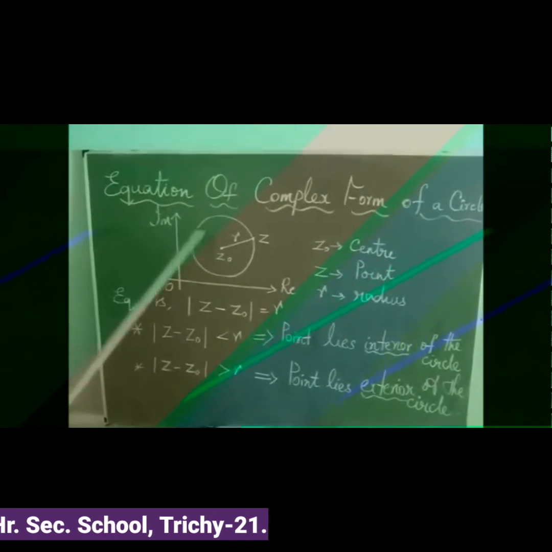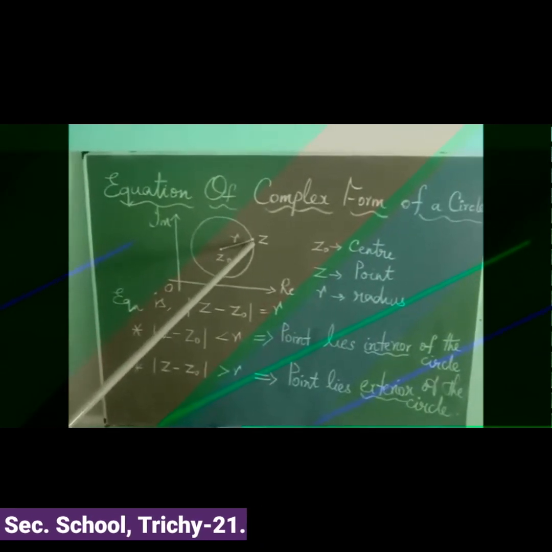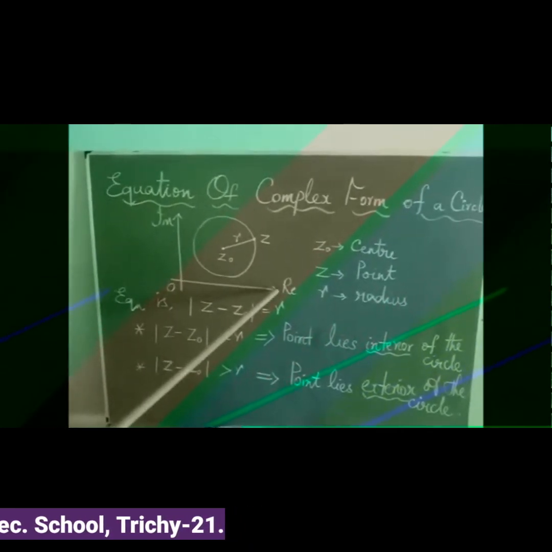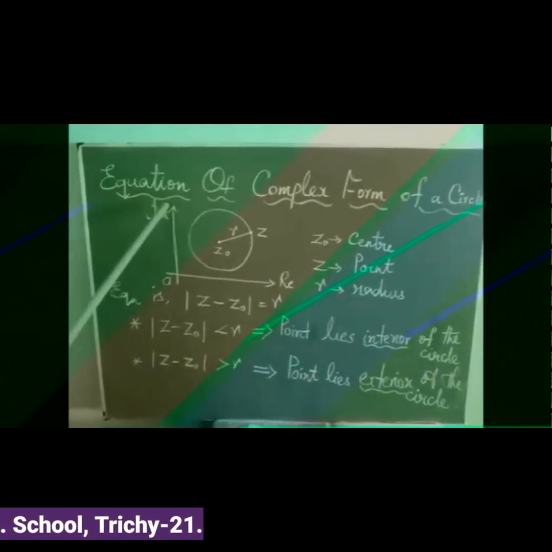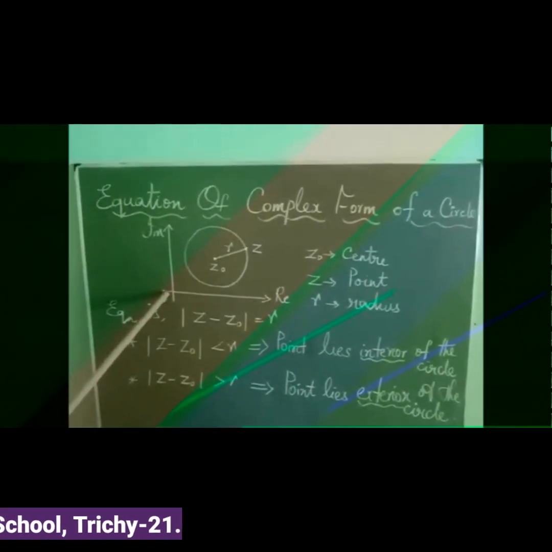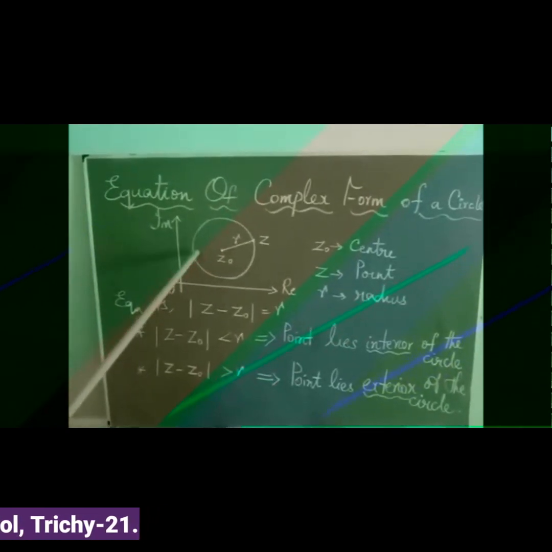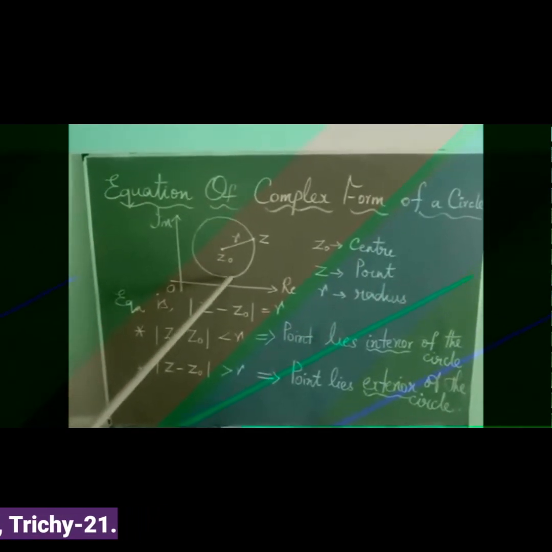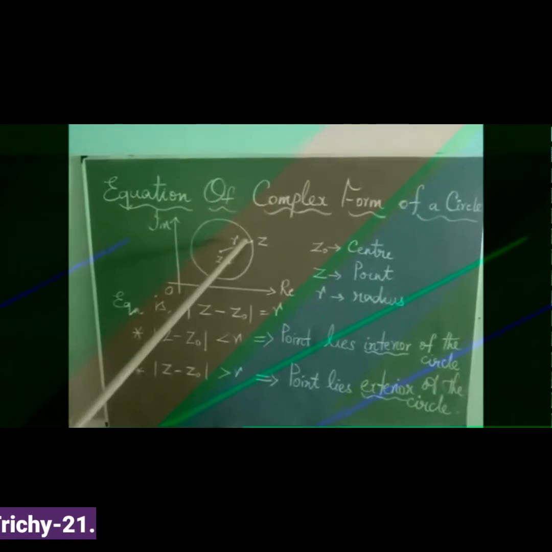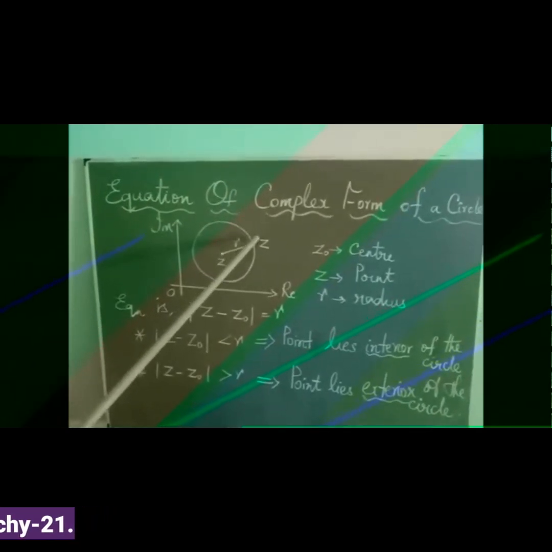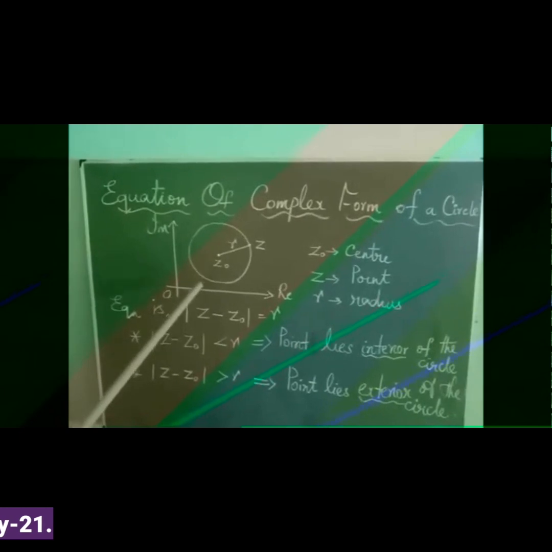So if you are representing any complex number, you know the x-axis represents the real axis, the y-axis represents the imaginary axis. Here if you are drawing one circle, according to the definition of circle, from the center to any point is the constant radius. Here also the same concept only.